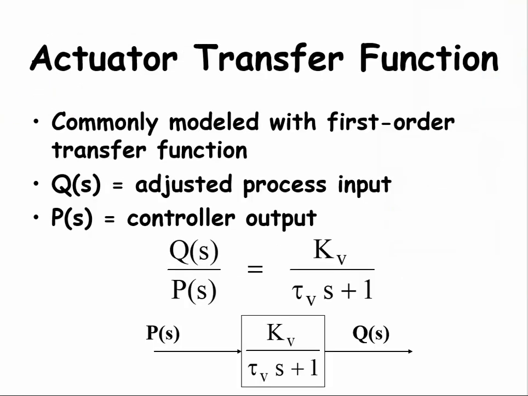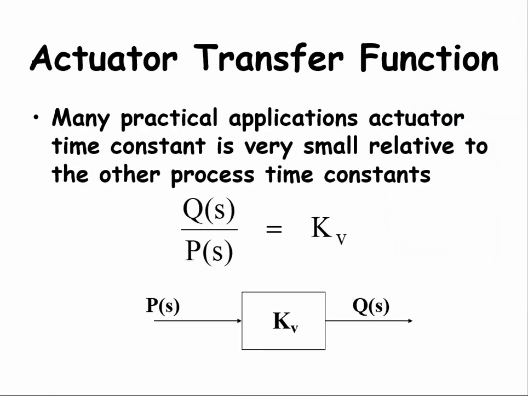For this class, we will model actuators with a first-order transfer function relating the actuator output, QS, to the controller input, PS. So the transfer function will be kV over tau v times S plus 1. In many cases, the actuator time constant tau v is very small relative to the other process time constants that we can model the actuator as a constant gain, kV. We talk about the gain of a transfer function in section 7 of the course packet.